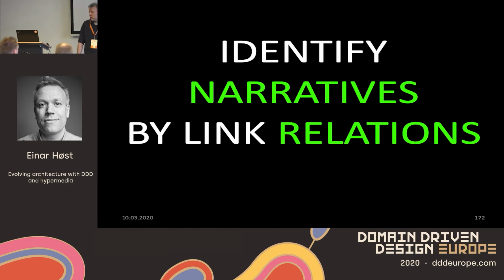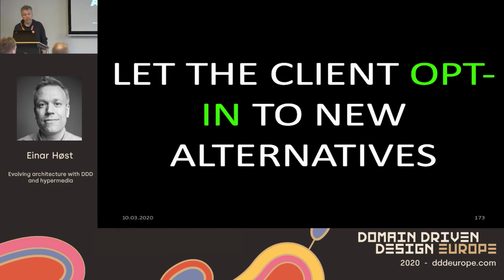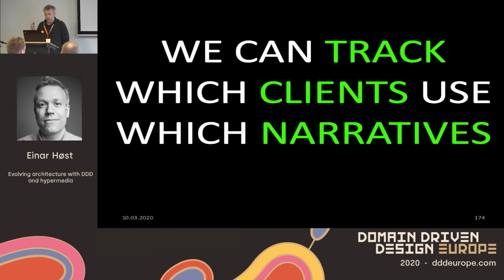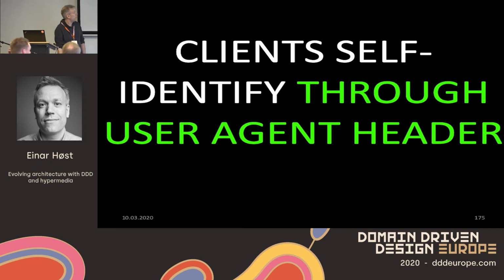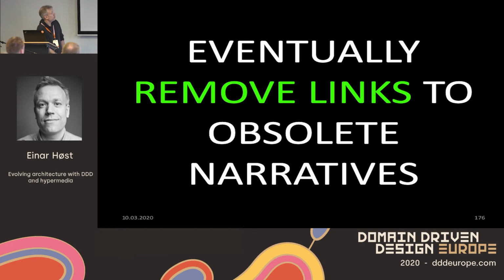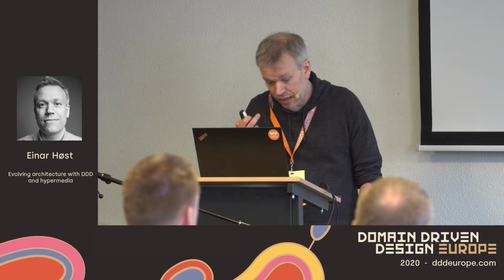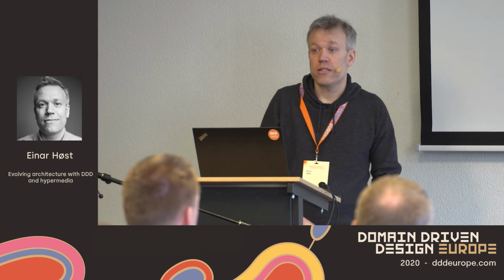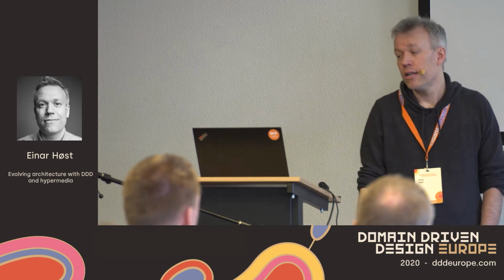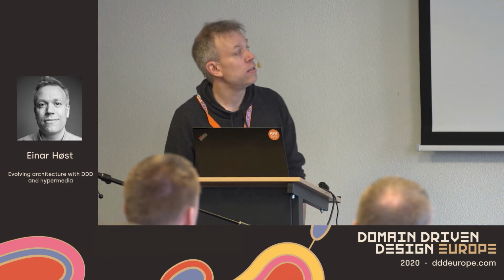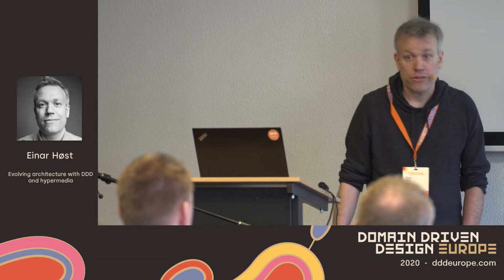And we identify these different narratives using link relations, right? And then you let the client opt into the new alternative. So you offer both, right? You offer the old solution and the new solution, and then you can track which clients use which narratives. The clients all self-identify through the user agent header, so we know which clients use which narratives. And then you can eventually, if it's needed, remove links to the obsolete narratives once all the clients are over. And this is nice because, as I said, we have clients that have sort of wildly varying deployment rates. Some deploy every day, some deploy maybe 4 times a year. Some maybe don't deploy anymore. That's kind of important then that they can choose the new narrative at their own leisure.